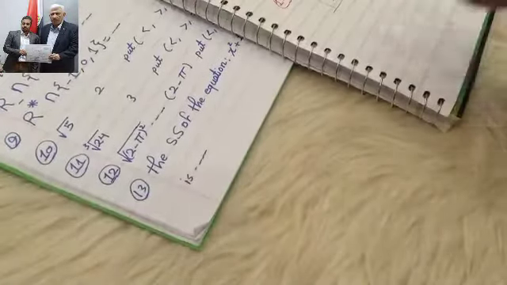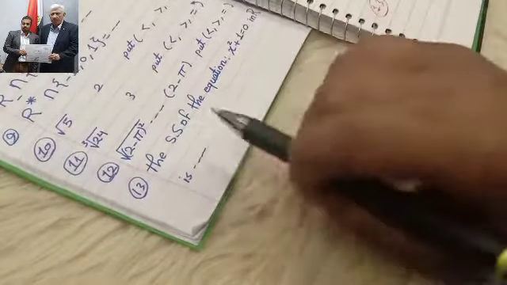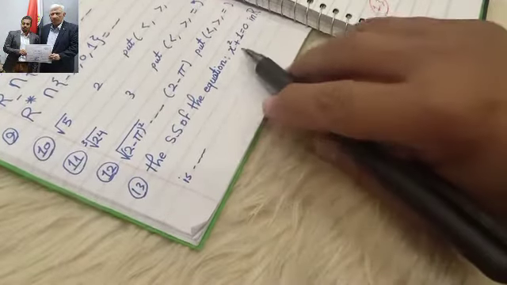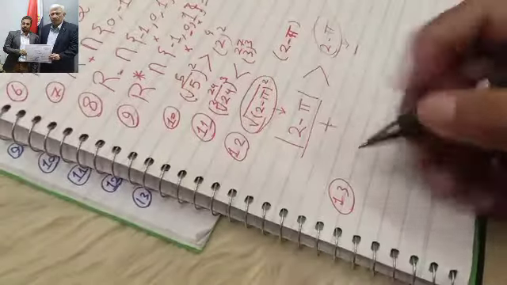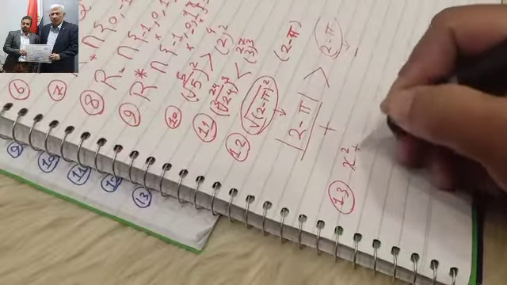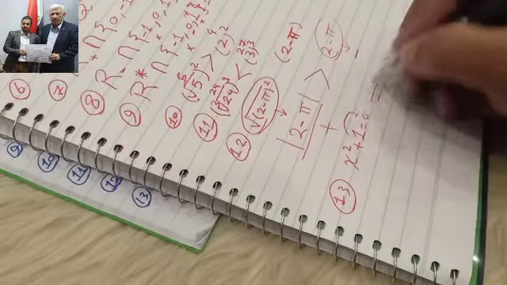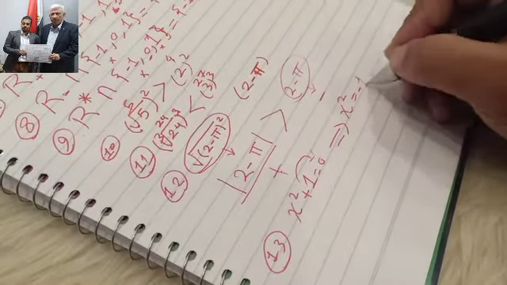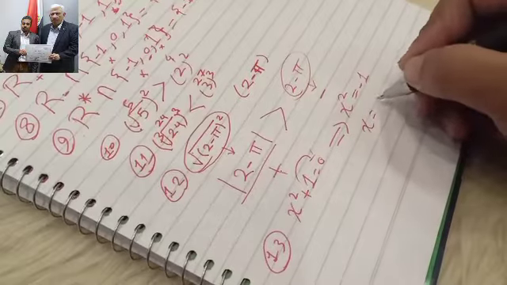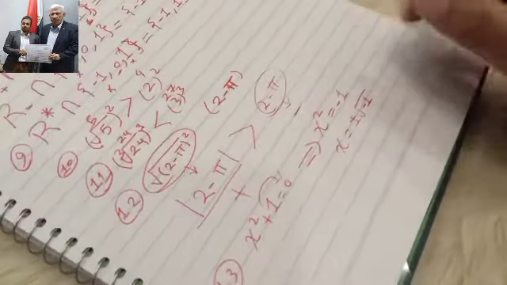Question number 13: the solution set for the equation x power of 2 plus 1 equals 0. When I move this to the other side, x power of 2 equals what? Equal negative 1. Then x equals what? Equal positive or negative square root of negative 1. No, this is refused.